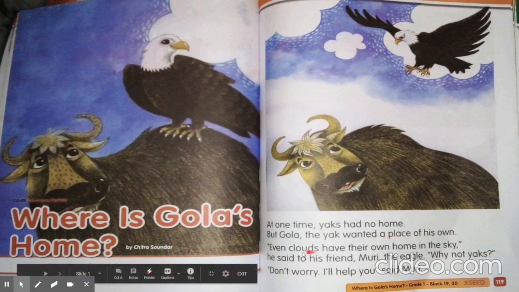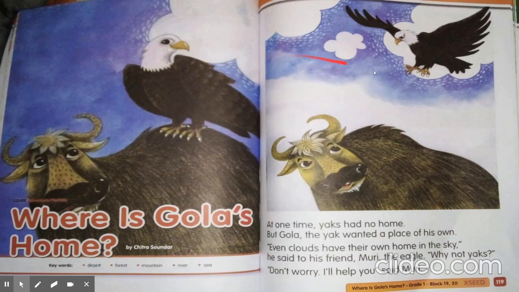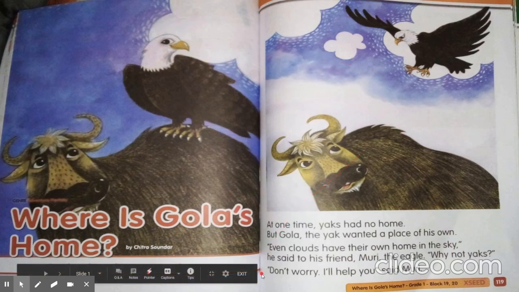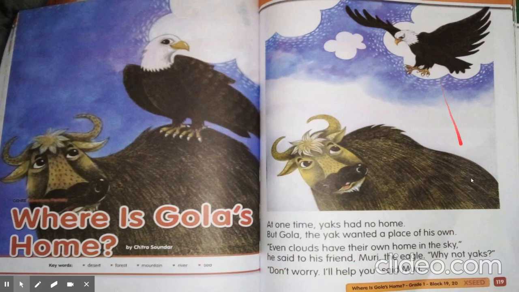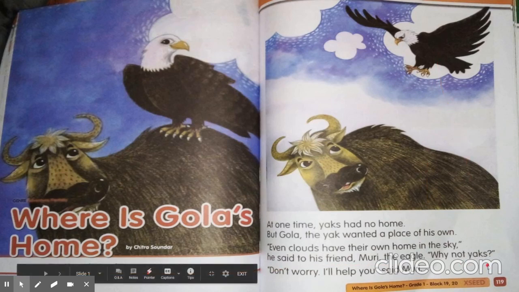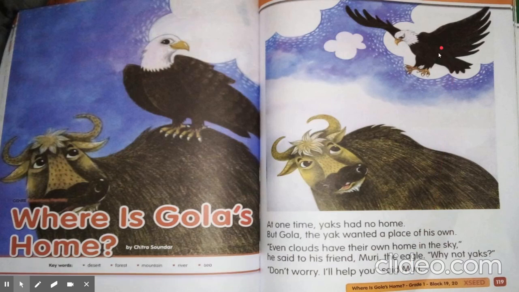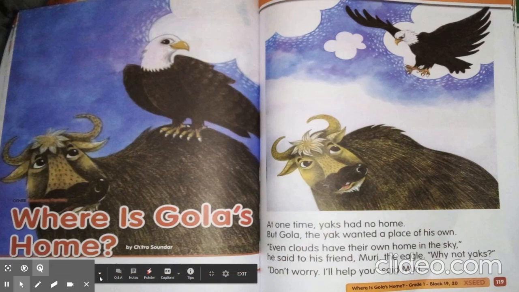Now he's thinking, even clouds have their own home in the sky. So he said to his friend Muri, Muri the eagle, why not yaks? Don't worry, I will help you, said Muri. So Muri is going to help Gola to find his home. Turn to the next page.